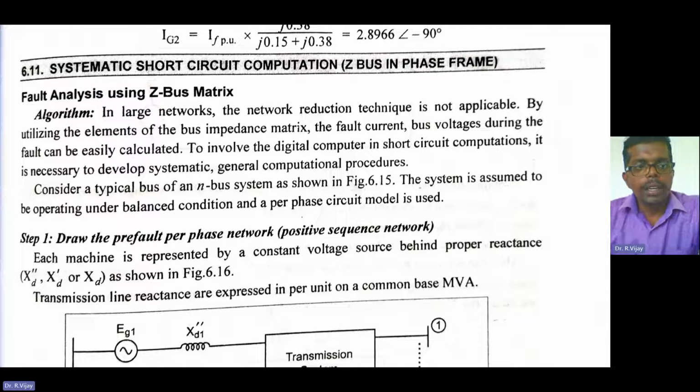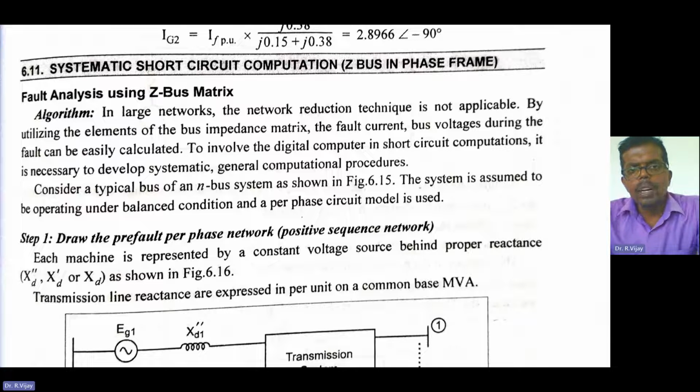Today, we are going to see about the systematic short circuit computation, that is Zbus in phase frame. So, how is the systematic short circuit computation done? Generally, fault analysis uses the Zbus matrix. So the algorithm goes like this.